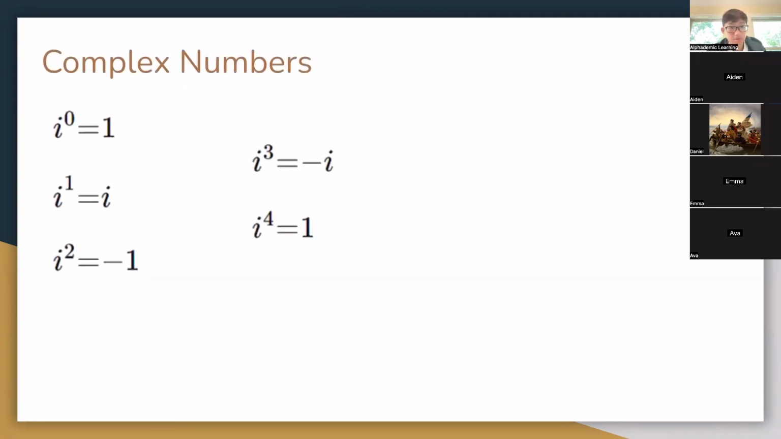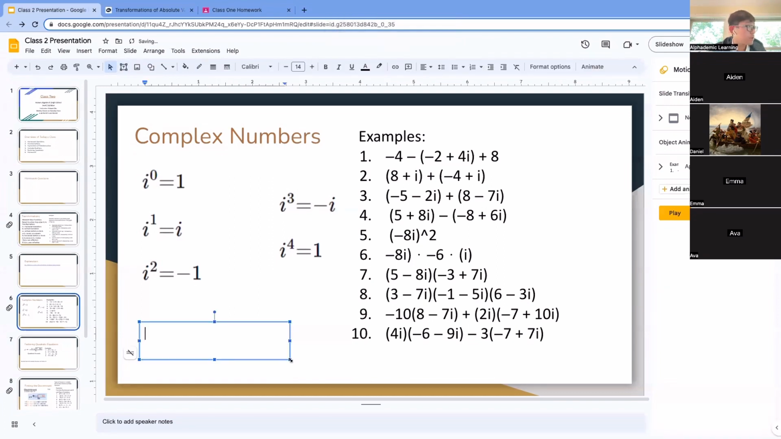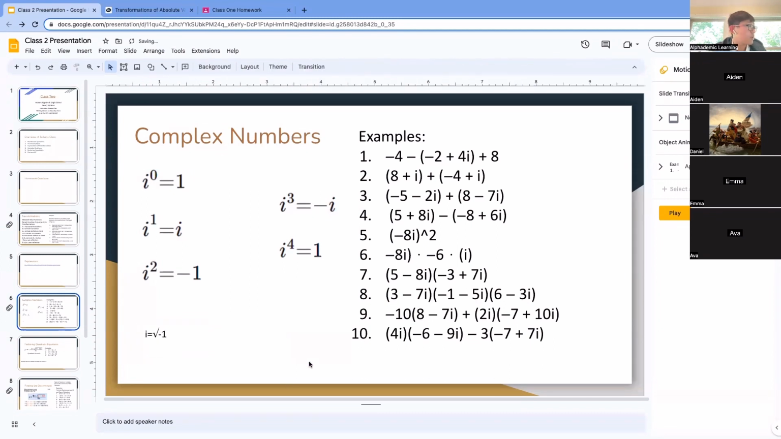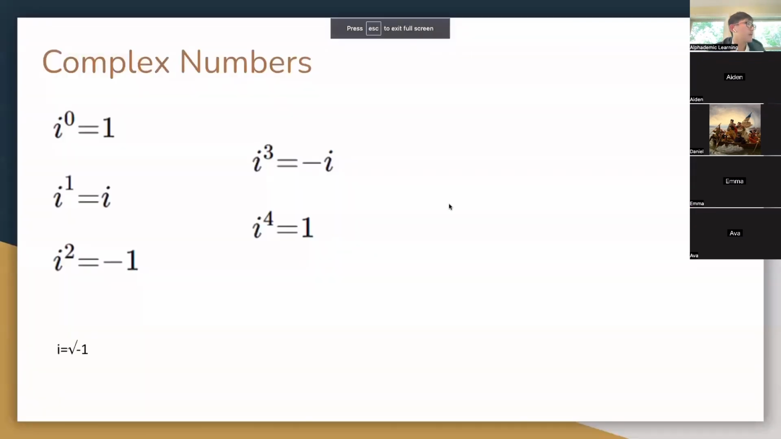All right, and now we're going to be moving on to complex numbers. We're going to dive deeper into this later on in the unit, but first, just introducing you guys to i. i is equal to the square root of negative 1, which makes it imaginary because you can't have a square root of a negative. So that's why it is an imaginary number. So i is equal to the square root of negative 1.